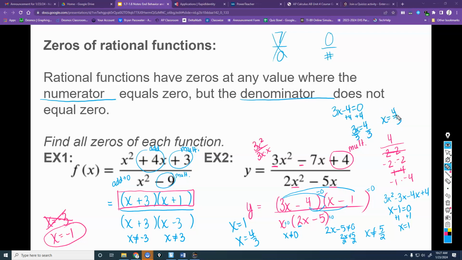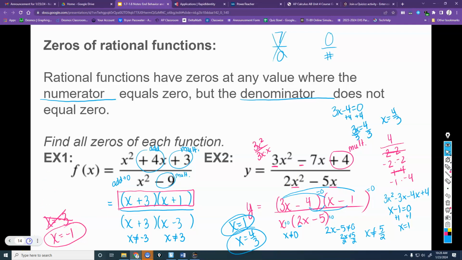Now, are 1 or 4/3 either one of those excluded values? They are not. It's 0 and 5/2, so both of these are answers. To shortcut it, you'll notice that if you have the same factor on the top and the bottom, that's going to end up being an excluded value, and it's not going to count as a 0. Over here, because we didn't have that happen, both of the numerators are going to work. Okay, questions? So numerator is equal to 0, denominator is not equal to 0. That's what you're looking for on rational functions.